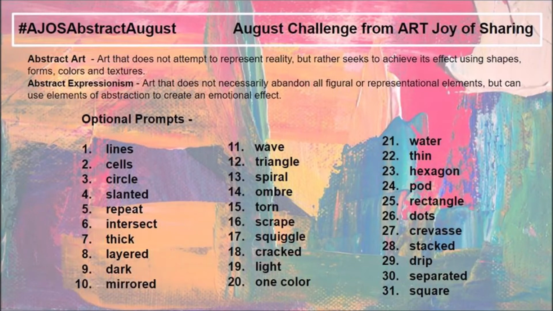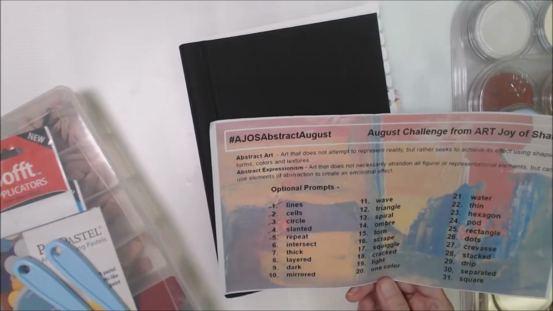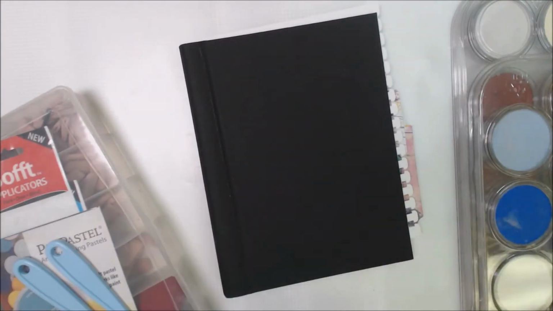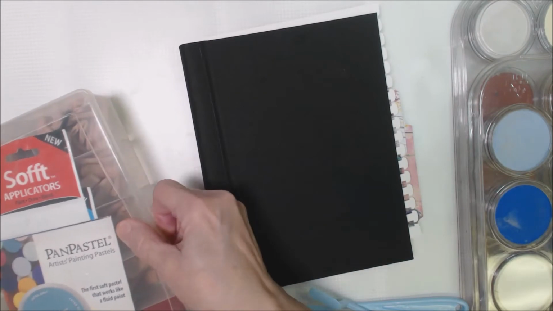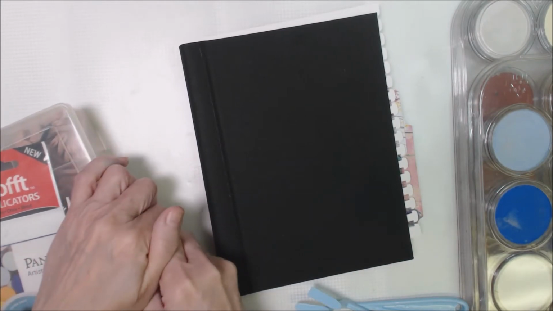Hi, welcome. It's Peg, and today I am working on AJOS Abstract August. That's Art Joy of Sharing prompts for the month of August. We are doing abstract art.